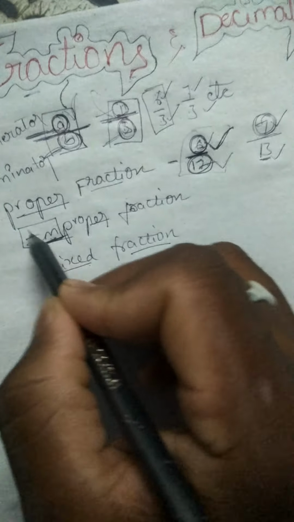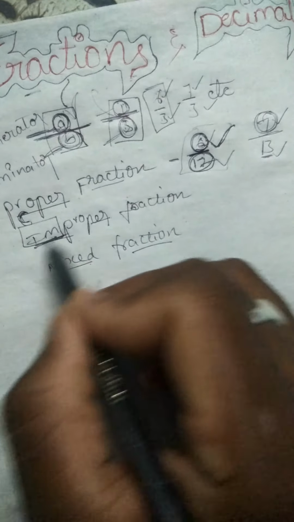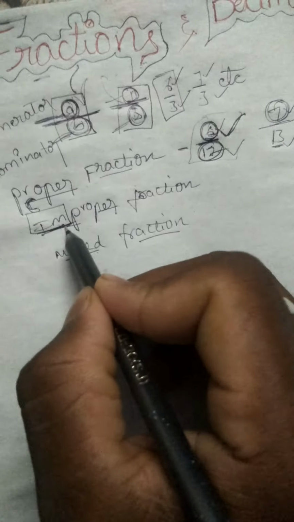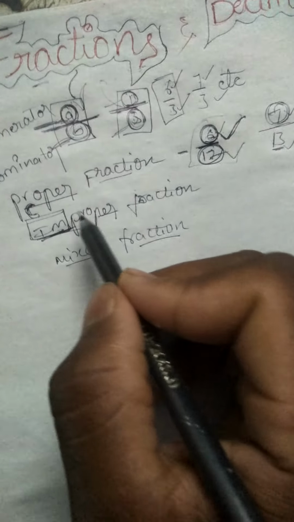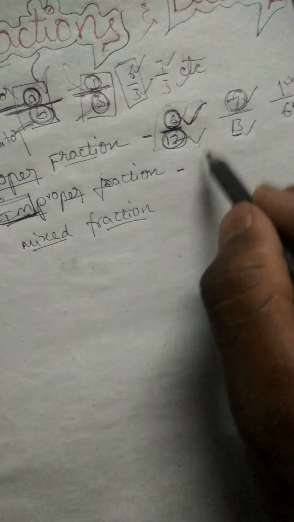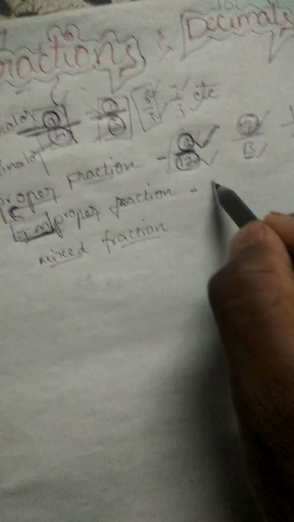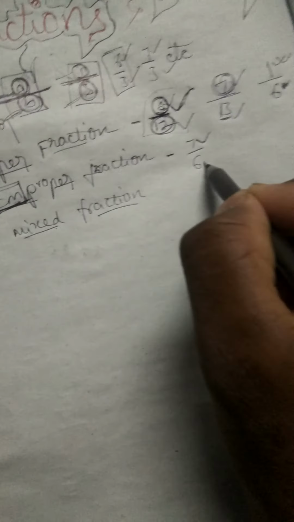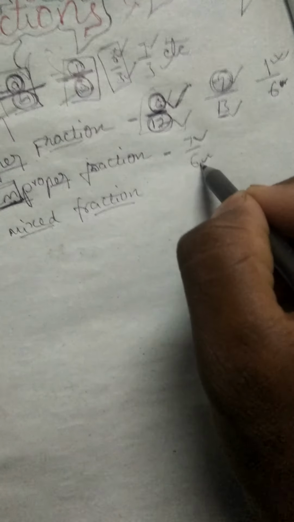Now comes to the improper fraction. The name tells us improper means opposite to the proper fraction. Im means it is opposite to the proper fraction. That means here numerator is greater than the denominator, reverse to the proper fraction. In a proper fraction numerator is less than the denominator, but here numerator is greater than the denominator. That means 7/6. Here 7 is greater than the 6, numerator is greater than the denominator, so it is called as improper fraction.